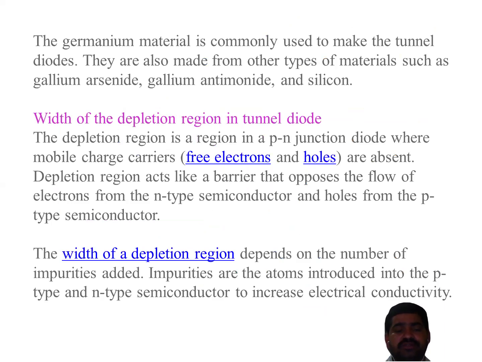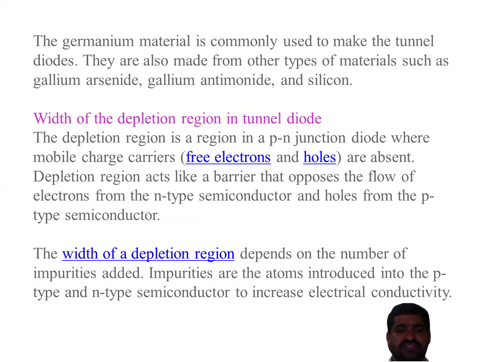In the tunnel diode, the germanium material is commonly used to make the tunnel diodes. So how can we prepare the tunnel diodes? By using the germanium materials. They are also made from other types of materials such as gallium arsenide, gallium antimonide and silicon.